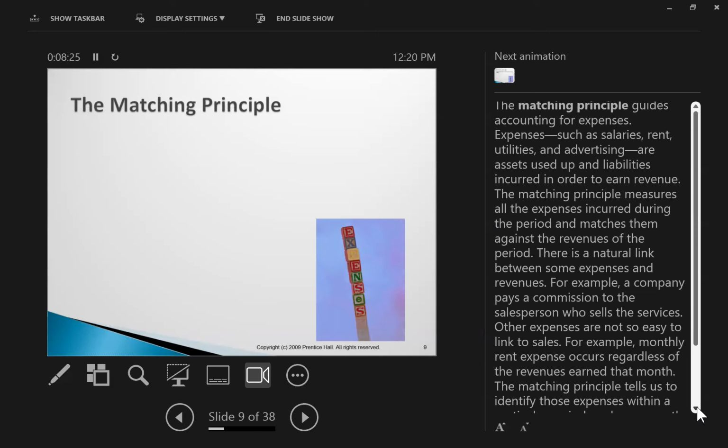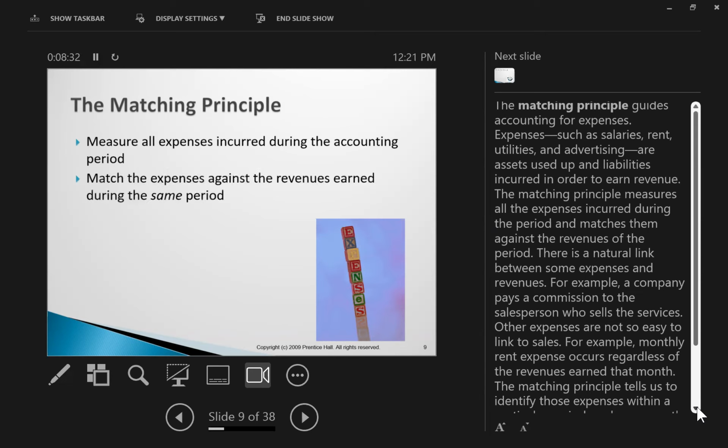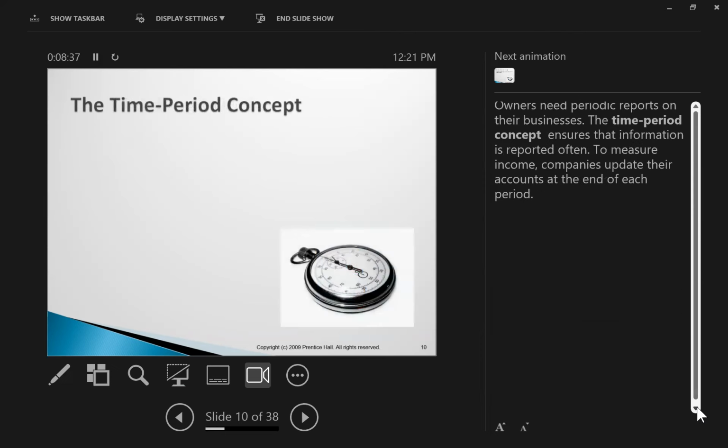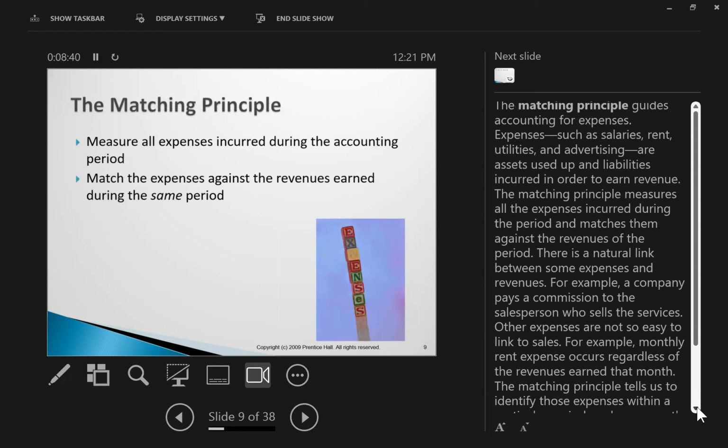The matching principle measures all expenses incurred during the accounting period. It matches the expenses against the revenues earned during the same period. What does all that mean? The matching principle guides accounting for expenses, like salaries, rent, utilities, advertising. All these assets are used up and liabilities are incurred in order to earn revenue.